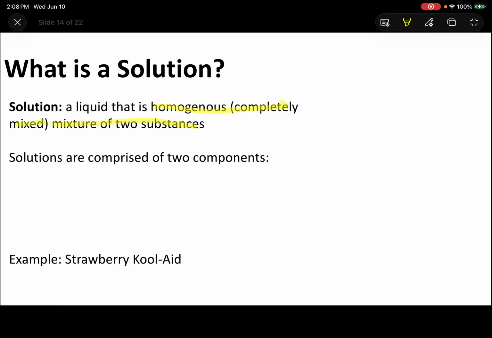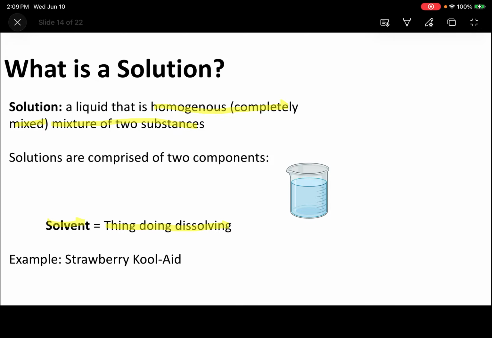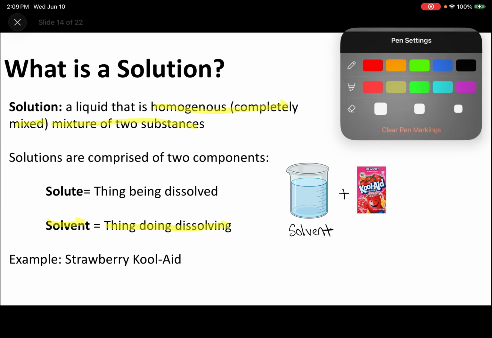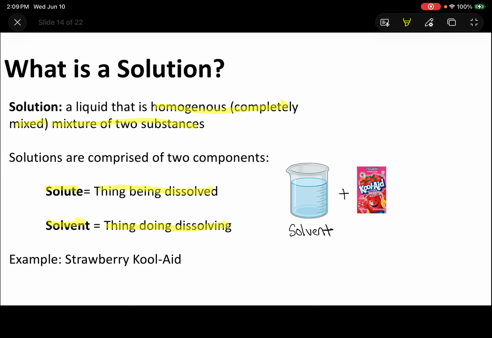Now, when you make strawberry Kool-Aid, you are going to need two things. The first thing you are going to need is water. This is our solvent. This will be what we put our Kool-Aid powder in to dissolve. So water is our solvent. It will be doing the dissolving. Then we need the actual Kool-Aid. We call this the solute. This is the thing that will be dissolved.